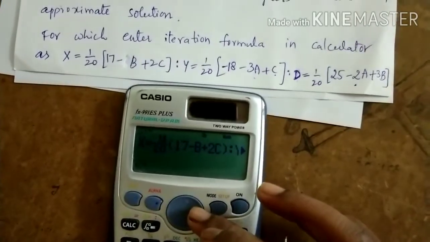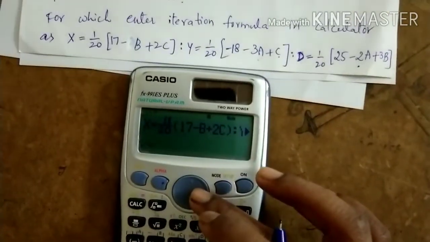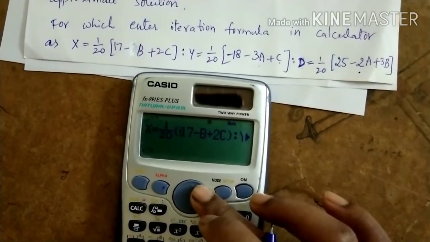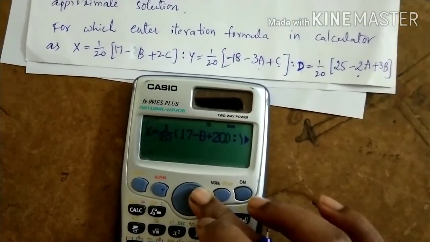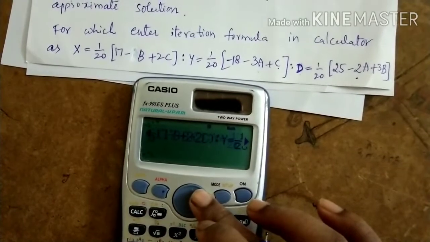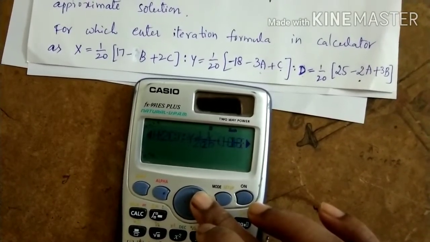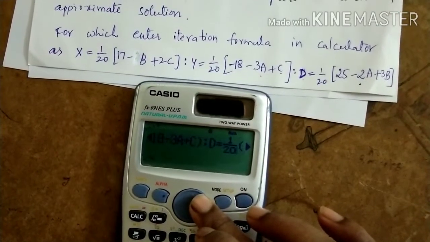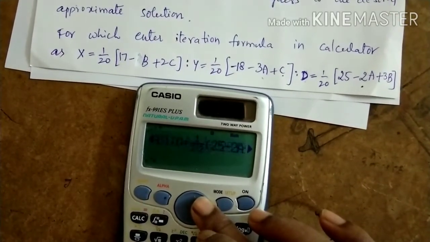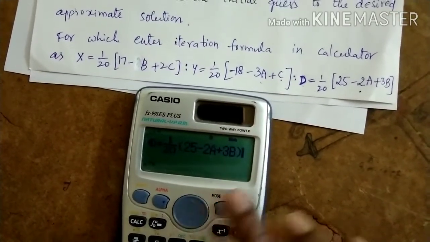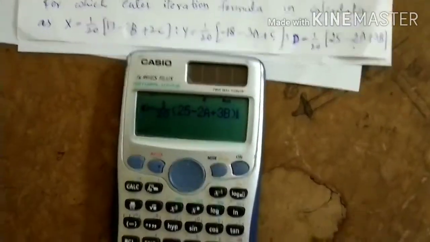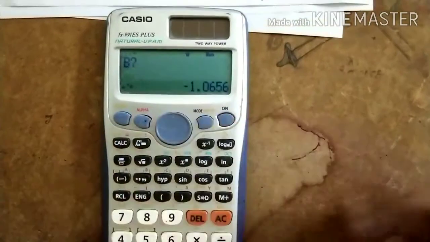So let us see. First equation, x equal to 1 by 20 into 17 minus b plus 2c colon. Second equation is y is equal to 1 by 20 into minus 18 minus 3a plus c, and z is equal to nothing but d is equal to 1 by 20 into 25 minus 2a plus 3b. We have entered the iteration formula in the calculator. Now we can use the CALC button.